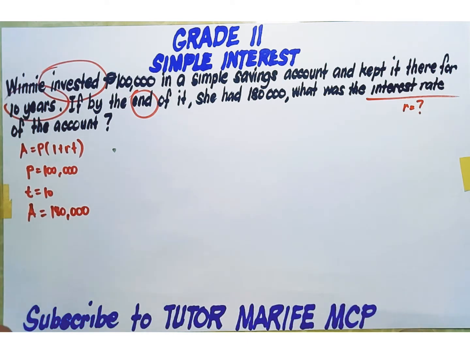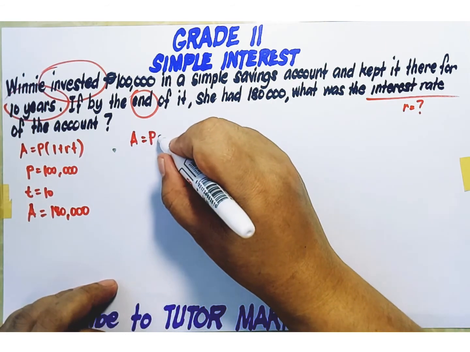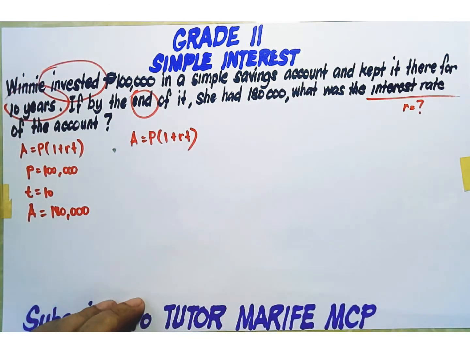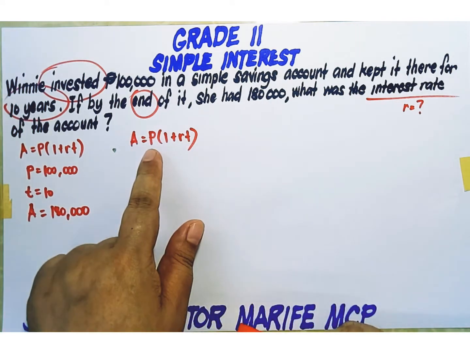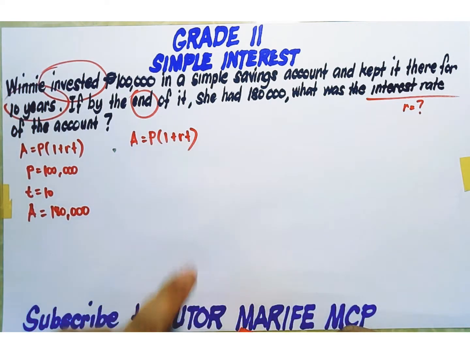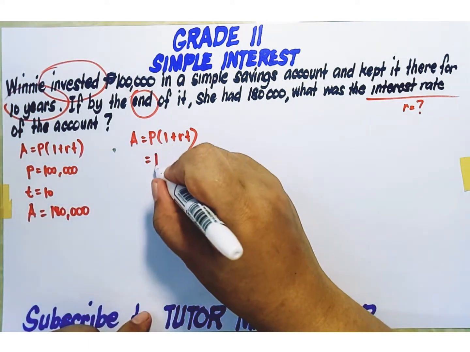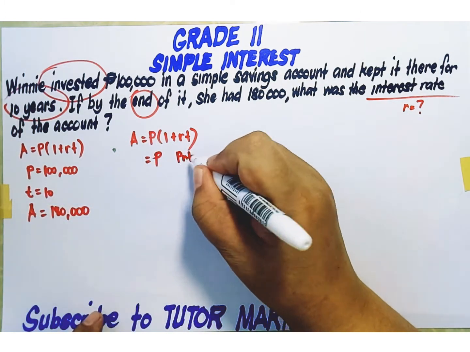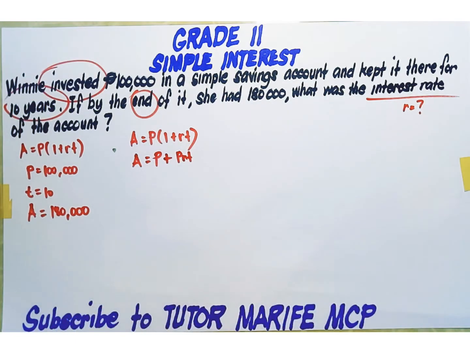It's time to derive our equation for the unknown R. Let's write the main formula. A is equal to P times the quantity 1 plus RT. Step 1. Expand the right side of the equation. Distribute P into each of the terms inside the parentheses. P times 1 equals P. P times RT equals PRT. We now have A equals P plus PRT.